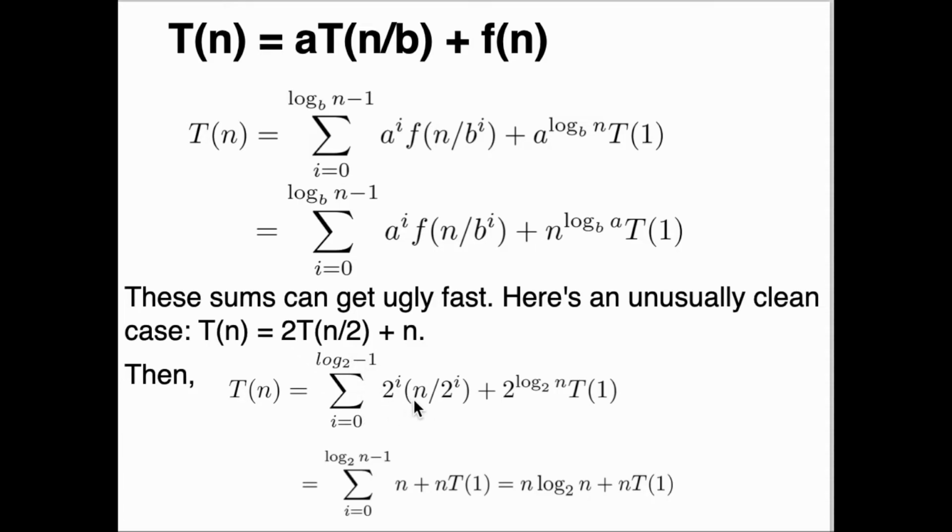Madali lang siyang ma-simplify because a and b is equal to 2. So, for this part, makakancel si 2 to the I, and we're left with this expression. And then 2 log of n base 2, makakancel itong part na to, bababa si n. So we have n times the evaluation of the base case. Yung evaluation of the base case is actually parang theta of 1 or constant time.